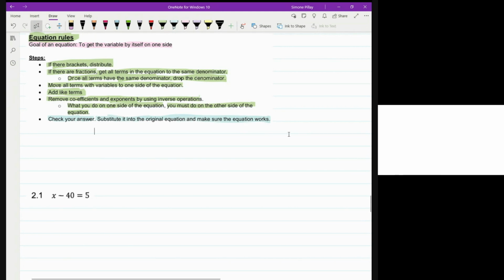Cool. So let us look at 2.1. Now for 2.1, we are going to do our shortcut. Instead of adding 40 on this side and then adding 40 on this side and then cancelling, so now we have plus 40 on this side, we do our shortcut, which is just to say we transpose this term over to the other side. That becomes x equals 5 plus 40, and x is equal to 45.